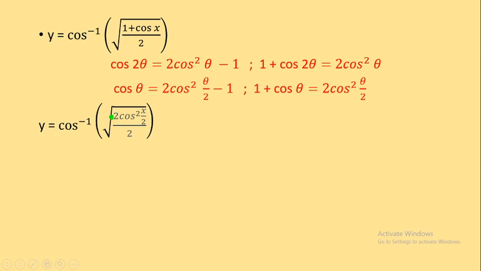So what I have put in place of 1 plus cos x, I have put 2 cos square x by 2. So you can see here this 2 and this 2 get cancelled, then the square and the square root get cancelled. So what only remains is cos x by 2. Okay, so the next step will be y is equal to cos inverse cos x by 2. Again cos inverse and cos get cancelled, so only x by 2 remains. So we can see y is equal to x by 2.